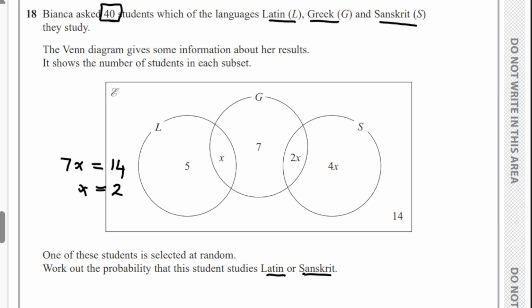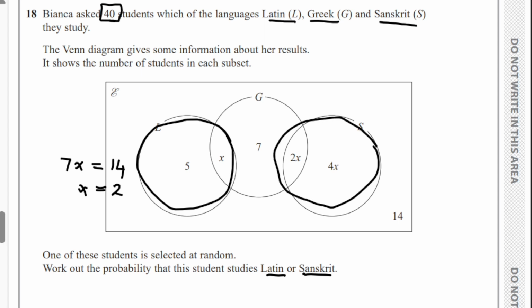So the question asks you, what's the probability that a student studied Latin, which is here, or Sanskrit, which is here? I don't know if that's how you pronounce it. Is it Sanskrit? Now let's count how many are here in Latin. It's 5 and x. Since x is 2, that means it's just 5 and 2, which is 7. So Latin are 7.